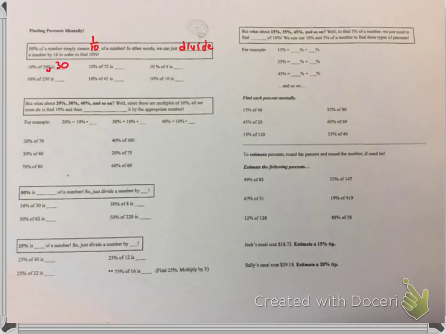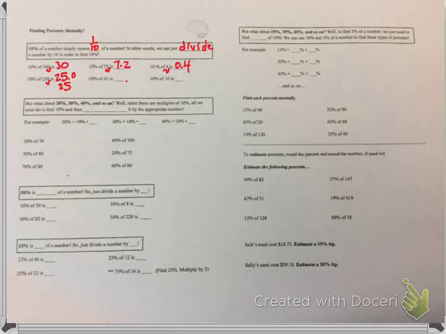10% of 72: move the decimal point left once, and I'm going to get 7.2. 10% of 4: move the decimal left once, and I get 4/10 or 0.4. 250: I divide by 10, move the decimal point left once, and I get 25.0, which is the same as 25.